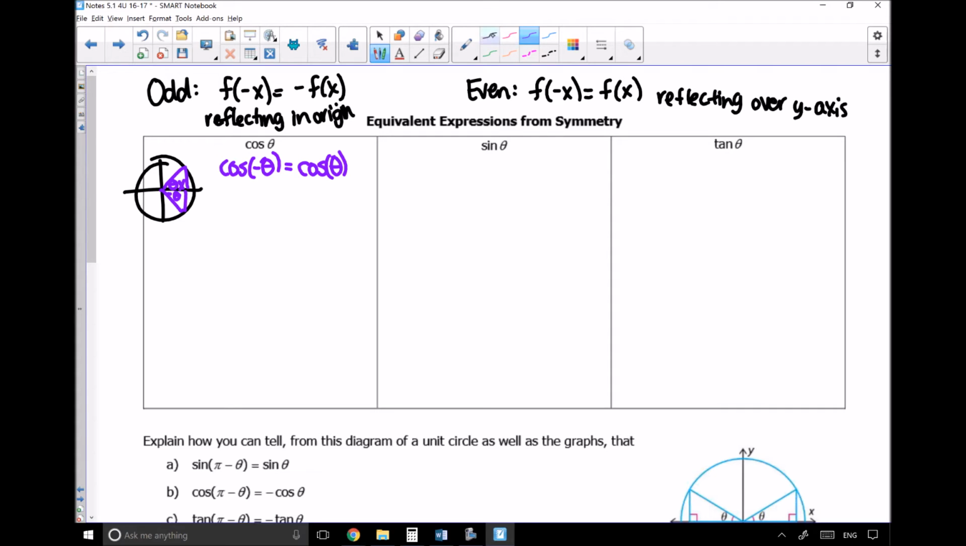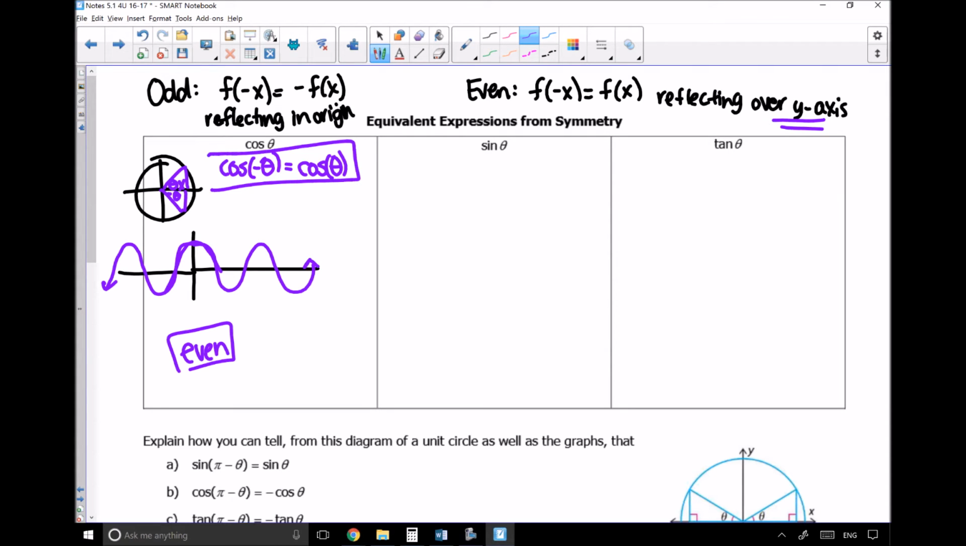Now let's take a look at it graphically. Remember, cosine of theta starts at 1 and then ends up looking like this, correct? And if I extend it the other way, this is how cosine of theta looks on both sides. I can reflect it over the y-axis, and it looks exactly the same. So cosine of theta is an even function, and therefore my expression from symmetry is that cosine of negative theta is equal to cosine of theta.